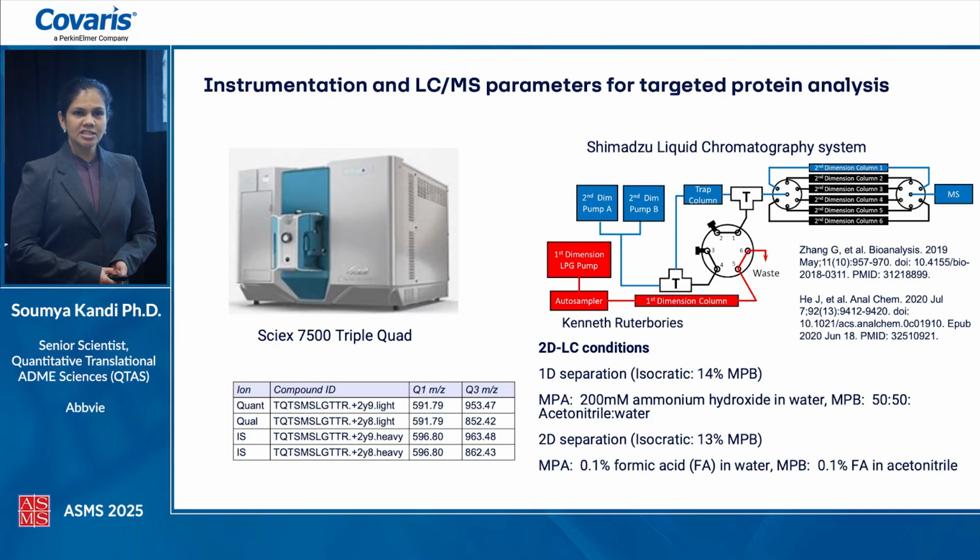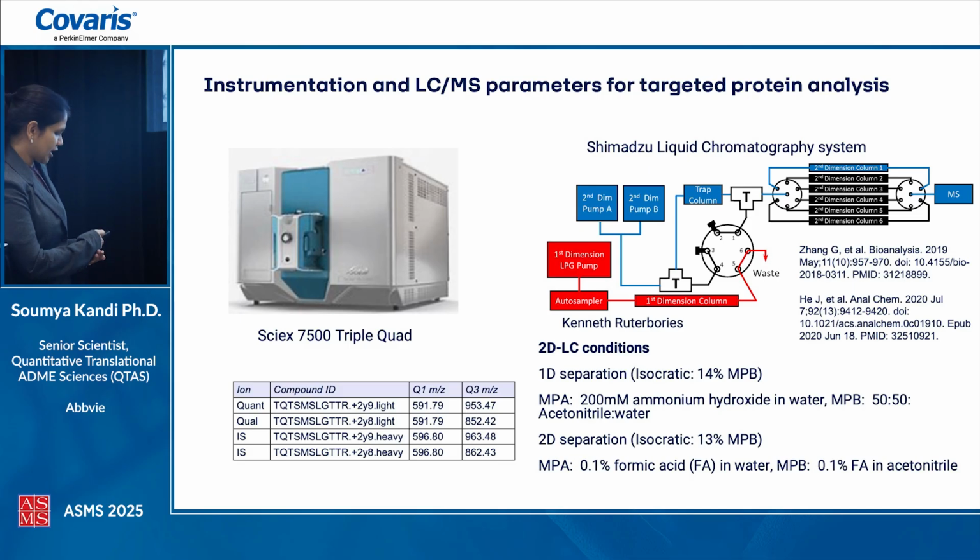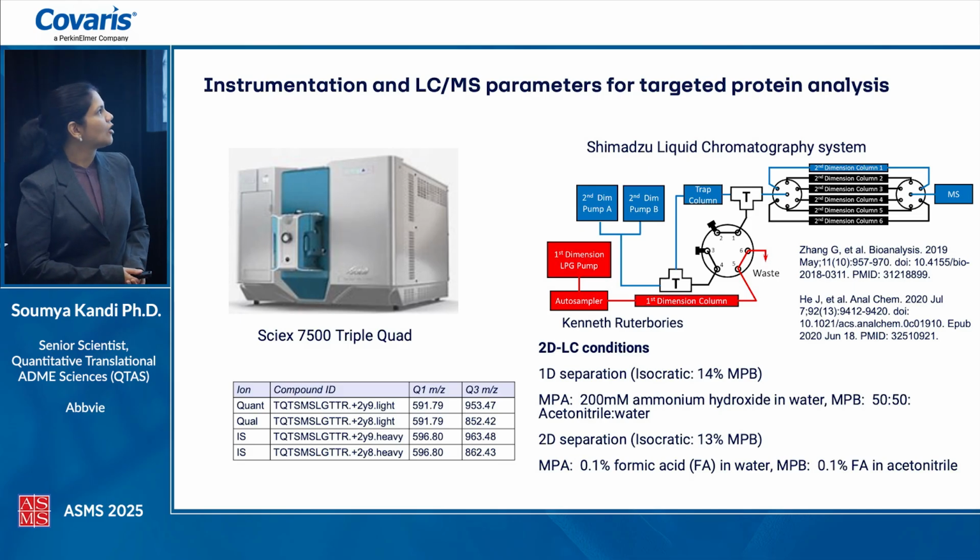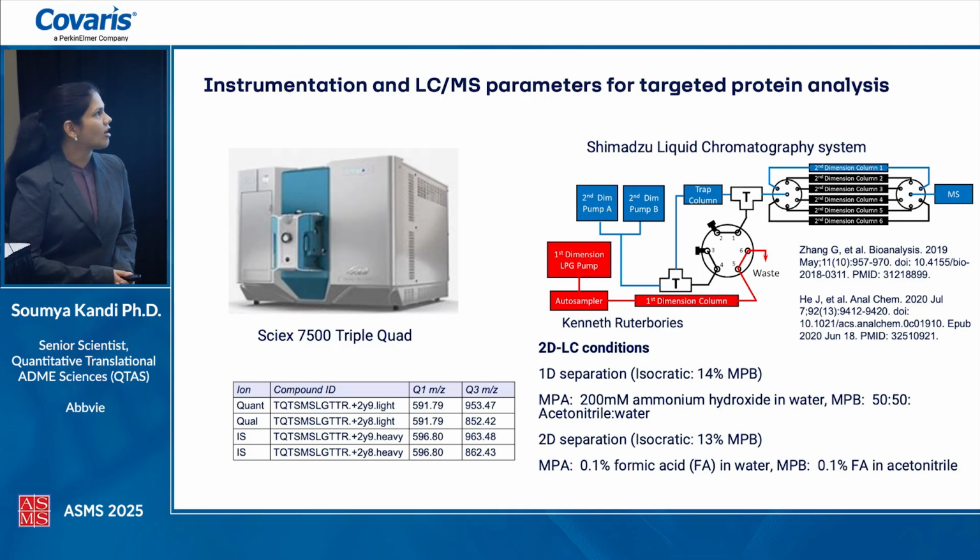So on the instrumentation side, we are using a 7500 SCIEX instrument. It's a triple quad. And here are some of the transitions that I'm showing you at the bottom. On the LC side, as I mentioned, it's a heart-cut method.